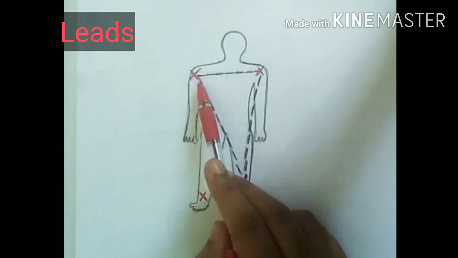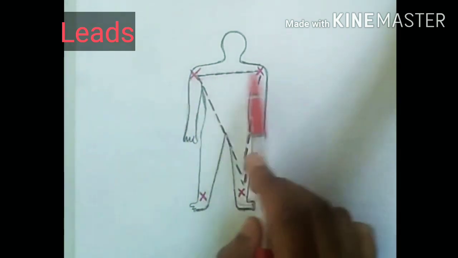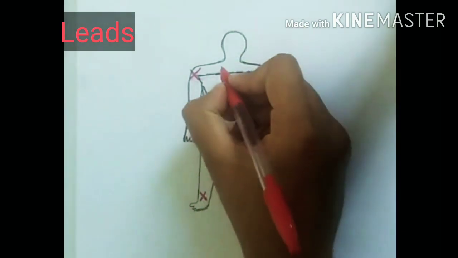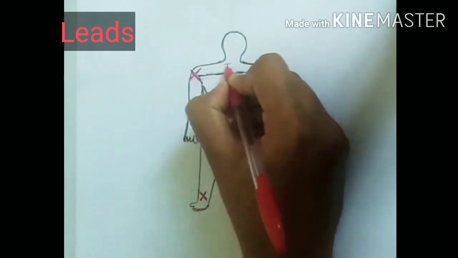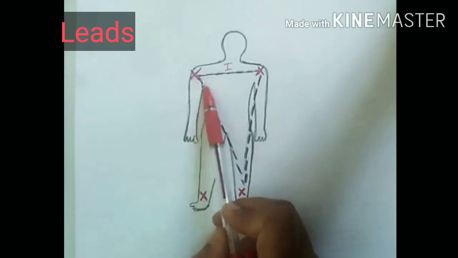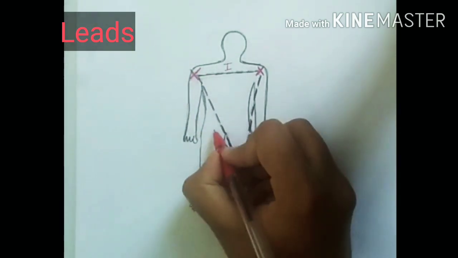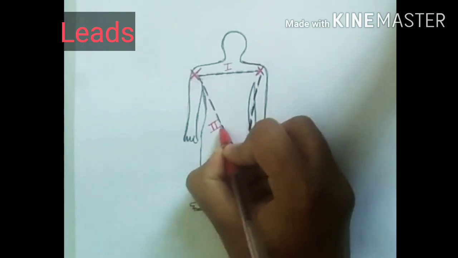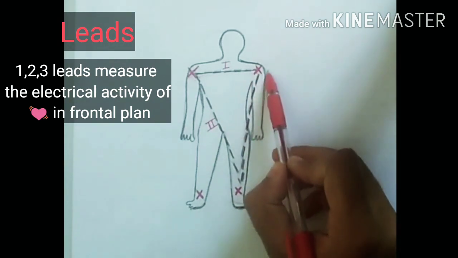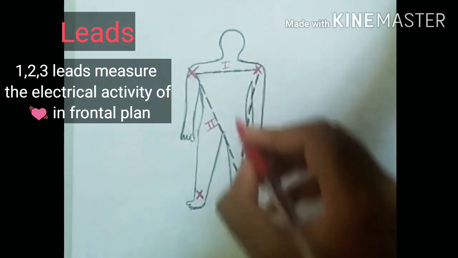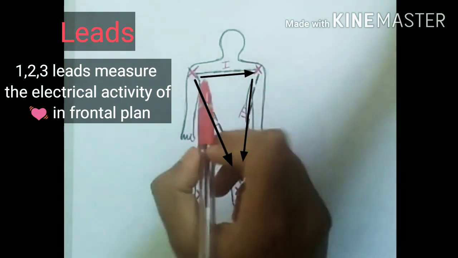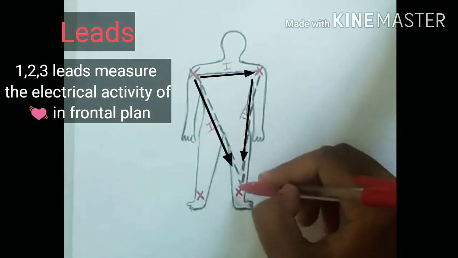The first lead is present between the right shoulder electrode and the left shoulder electrode. So this is an imaginary line, and this is named as the first lead. The second lead, which is present over here, is between the right shoulder and the left leg. This can be named as the second lead. And the third lead, which is present in this diagram, is between the left shoulder and the left leg. So this can be named as the third lead. So this is first lead, second lead and third lead.